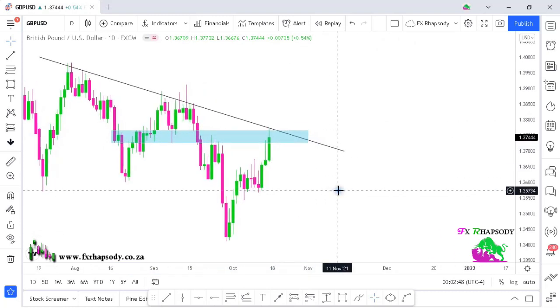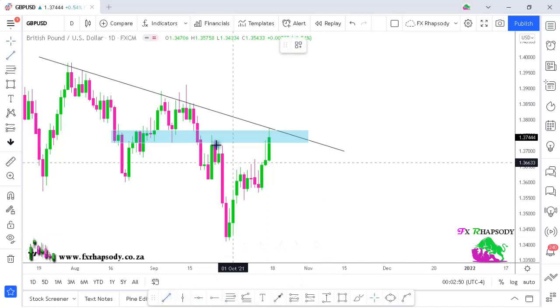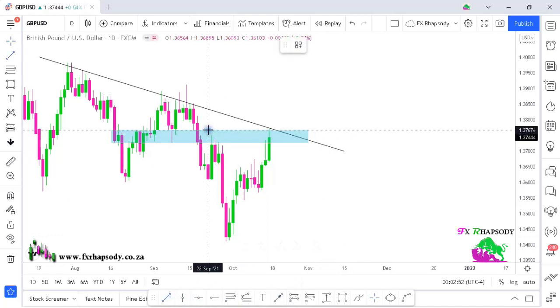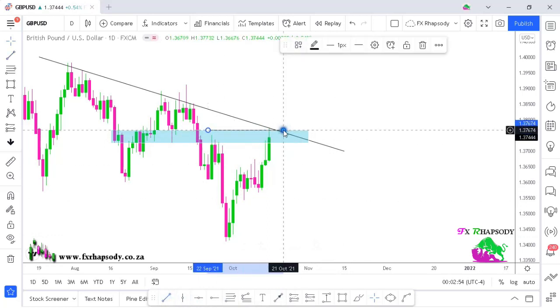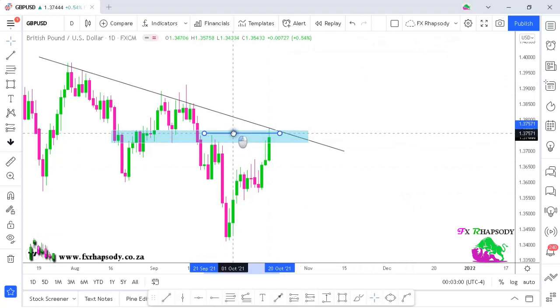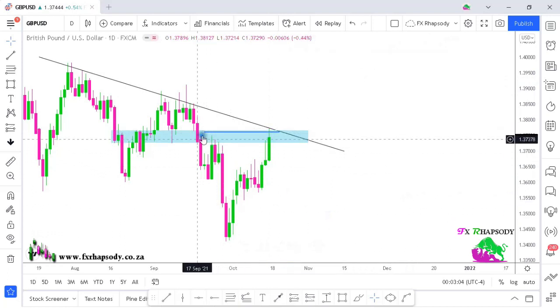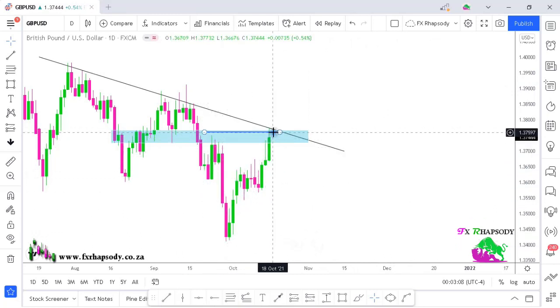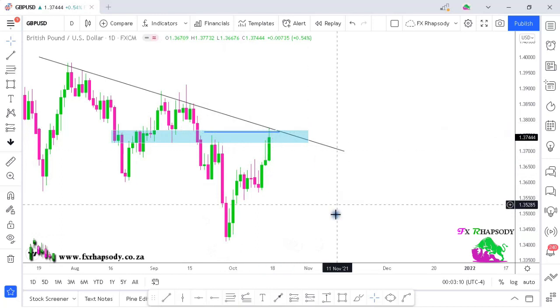You can also see over here, let's just highlight that. Liquidity. So there was liquidity lying on top here, created by these sellers. So buy liquidity was lying up here. Price came up, touched or tapped into that liquidity.